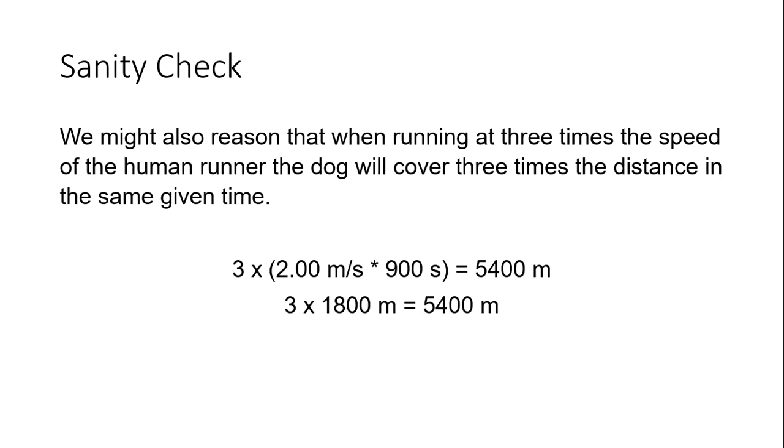Okay. We might also reason that when running at 3 times the speed of the human runner, the dog is going to cover 3 times the distance in the same time. The distance covered by the human runner is 2 meters per second times 900 seconds. 3 times that is going to be 5,400.